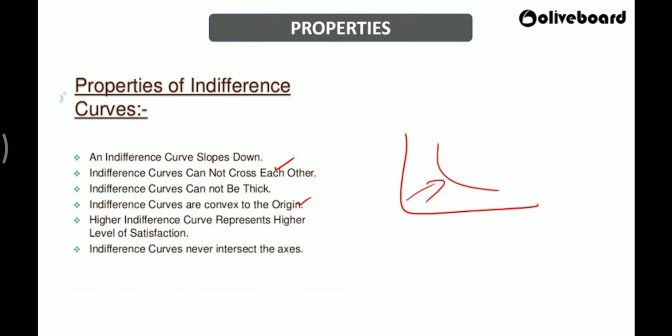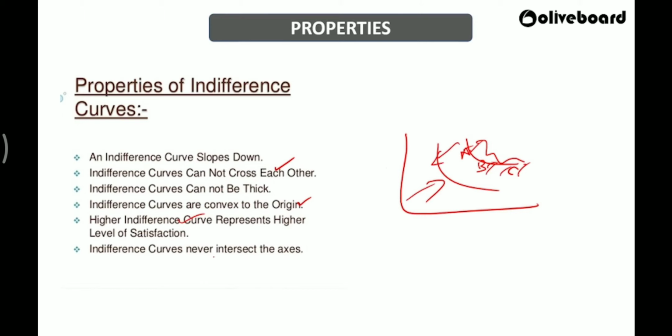Next, this one I have already told: a higher indifference curve represents a higher level of satisfaction. Obviously here the quantities of whatever product will be more, so obviously your satisfaction level will be more. But along the curve, whatever combination you choose, A, B, C, it remains the same, but the level of satisfaction will be higher compared to your lower curve.